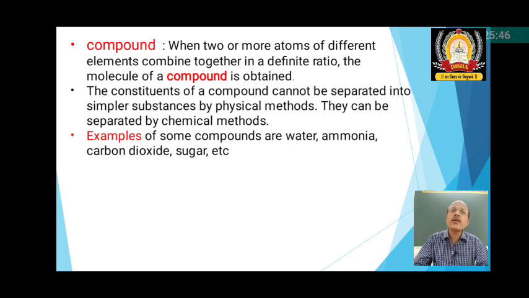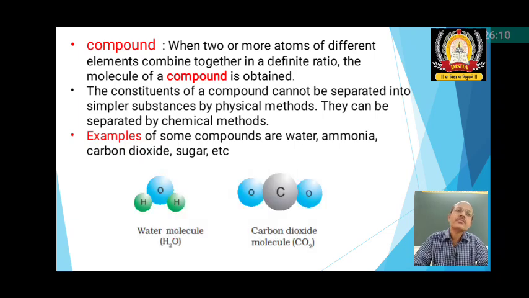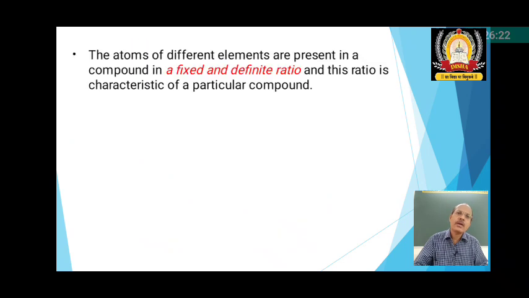Okay, now examples of some compounds. You can take carbon dioxide, which is formed from carbon and oxygen. Water, you can take H2 plus O2, that is H2O, water. Ammonia, N2 plus H2 gives rise to NH3, ammonia. Like that, there are several examples for compounds. So here 2 hydrogen atoms are combined with 1 oxygen atom, and 2 oxygen atoms are combined with 1 carbon atom to give carbon dioxide and water molecule.